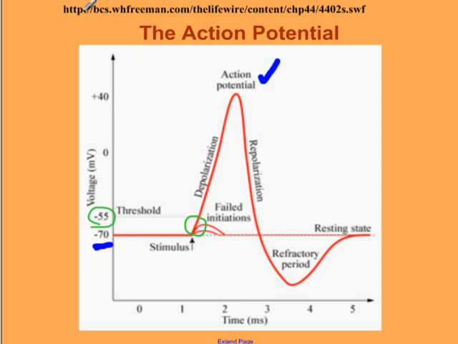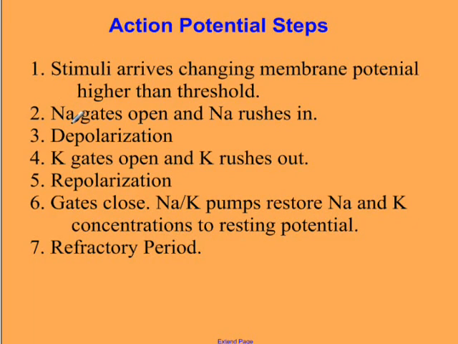The first big change that occurs is that the sodium gates, remember I showed you there were channels in there, are going to open up. Once that happens, sodium rushes in from the outside to the inside, going down its concentration gradient. Now, what happens to the voltage of the cell? If a bunch of positive sodium rushes in, what happens to the voltage of the cell on the inside? It becomes a lot more positive. We call this increase in positive charge depolarization.